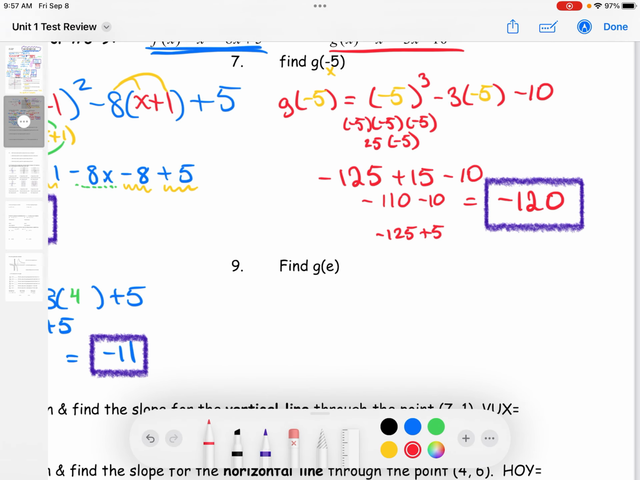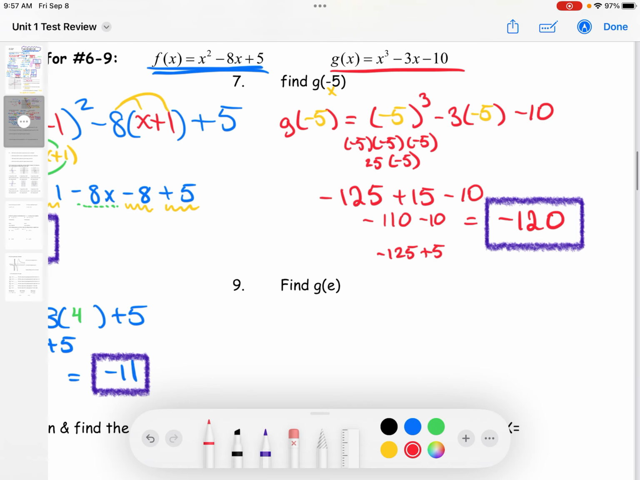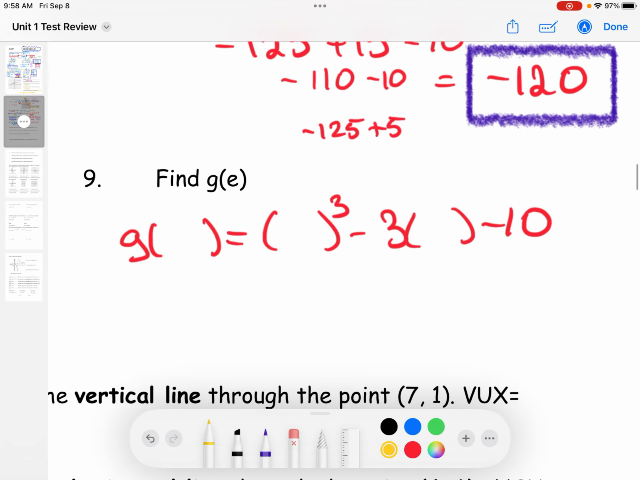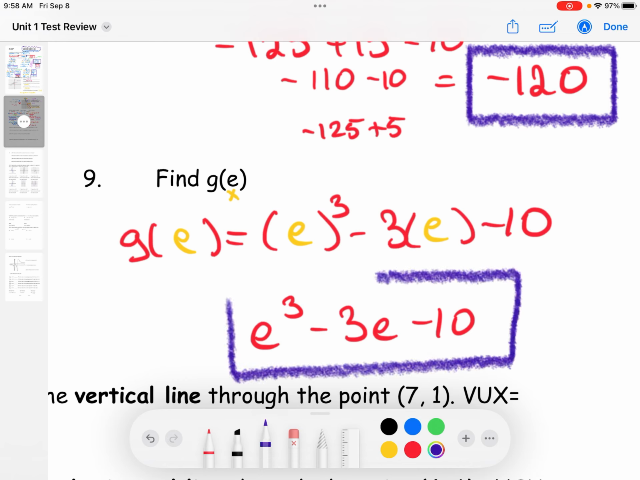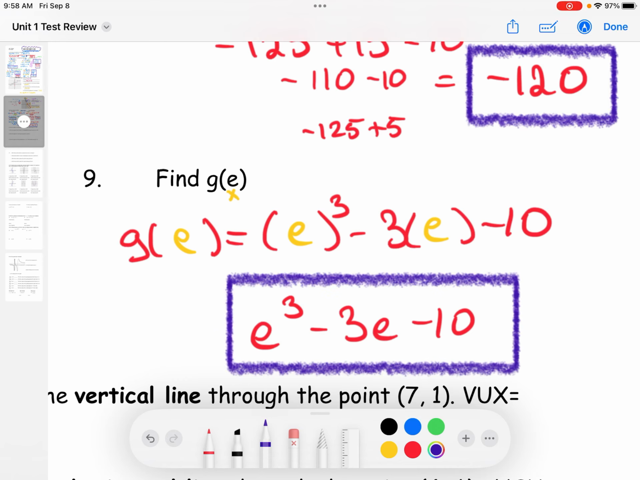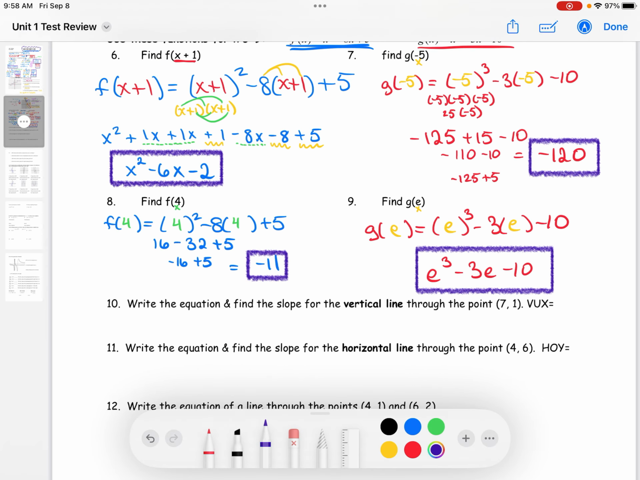Let's take a look at 9. 9 wants the g function, so write down the g function with nothing plugged in for the x. Then we'll plug in e in place of the x, and there's really no work to do here. This is e to the third minus 3e minus 10. It basically just changes the variable. So there are your function notation type of problems.